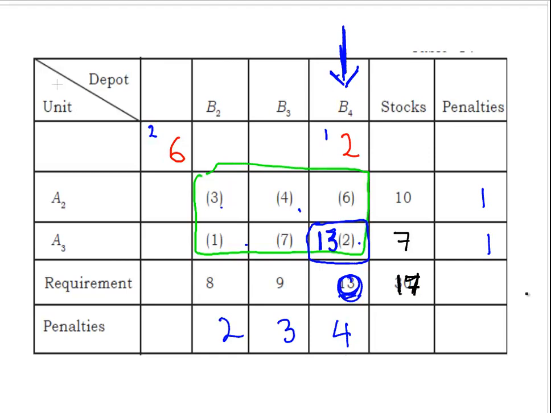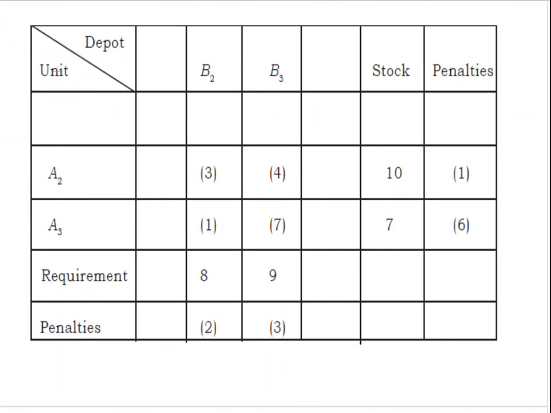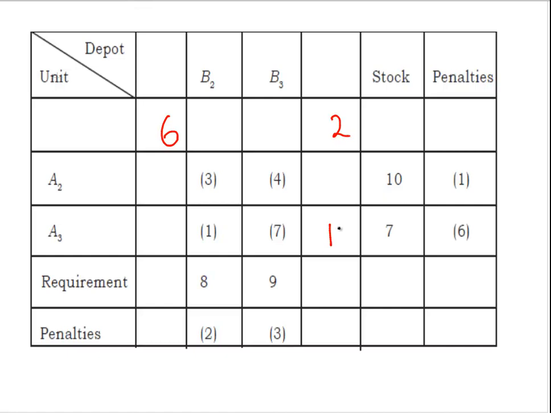Okay, so we've just done a big bunch of work there in one fell swoop. So moving on. And again, let's just keep track of what we've allocated. 6 to 13, and the cost was 2, 1, and 2.